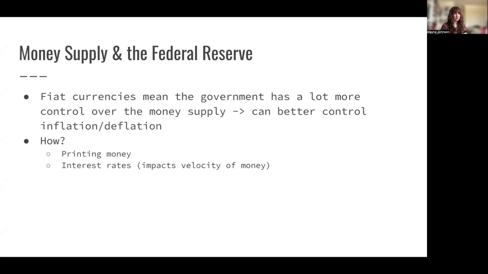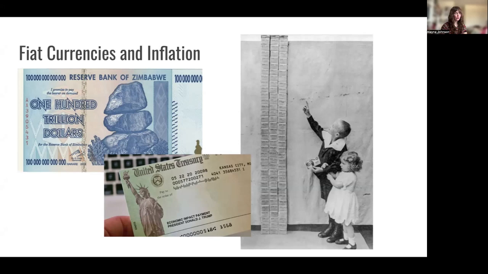So, because fiat currencies aren't backed by anything, it gives the government a lot more control over the money supply and, by extension, inflation and deflation. So, how do they do that? One way is through printing money. The other is by setting interest rates, which impacts the velocity of money. And we'll talk more about that in a little bit. So, like we talked about earlier, a government-controlled inflation rate is more stable than the value of gold. But this assumes that the government does a good job at this, and they don't always.